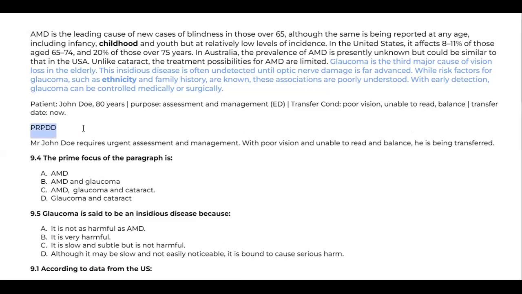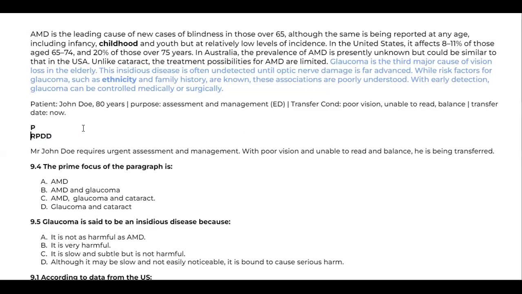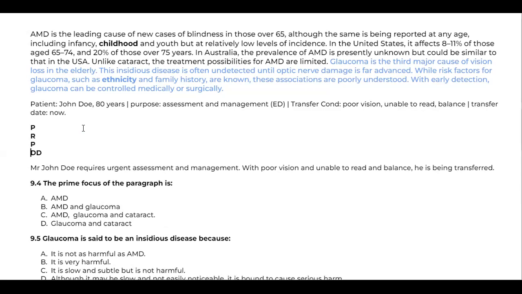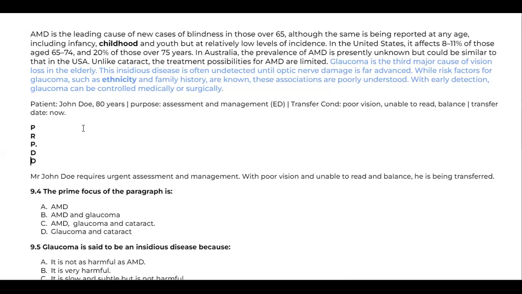What is the PRPDD model? I hope you know that one. Just write the patient's name, requires, purpose, full stop, then write the discharge condition and discharge date. And most of the time, what is the condition of his discharge? When you discharge a patient, usually the patient's condition must be okay, good condition. Otherwise, you will never transfer.